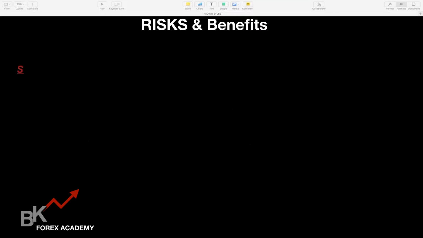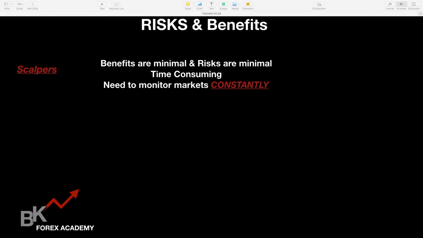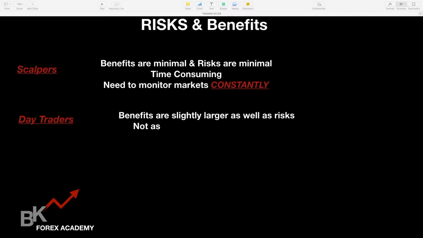So let's look at the risks and the benefits first here. For scalpers, the risks are very minimal and it's very time consuming. It takes a lot of your time, because you do need to monitor the market constantly since you're only in for quick gains. You're in to get in and to get out really quickly. As a day trader, your benefits are slightly larger as well as your risks. So your risks are a little bit larger than scalpers, but your benefits are larger. Not as time consuming as scalping. You need to monitor the markets pretty often.